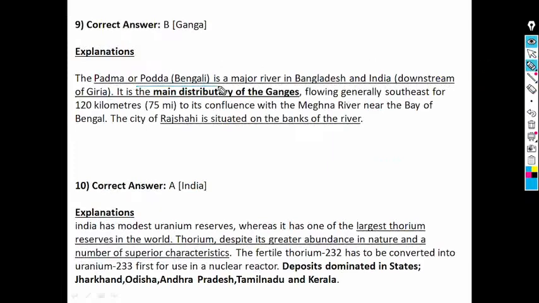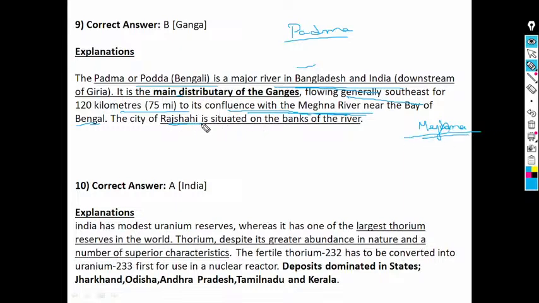The Padma or the Podda, Bengal, is a major river in India and Bangladesh. It is the downstream of the Ganga and its main distributary, flowing generally southeast for 120 kilometers to its confluence with the Meghna river near the Bay of Bengal.